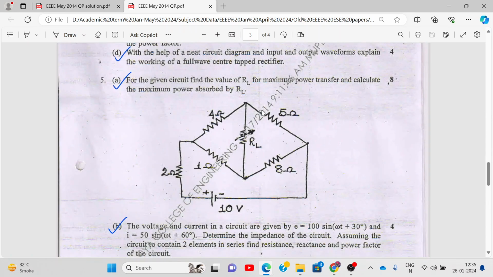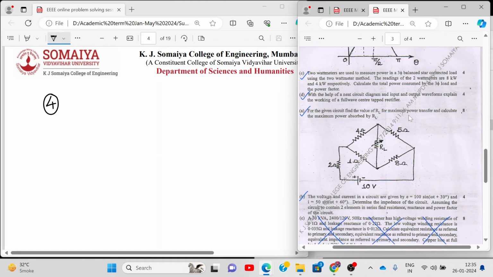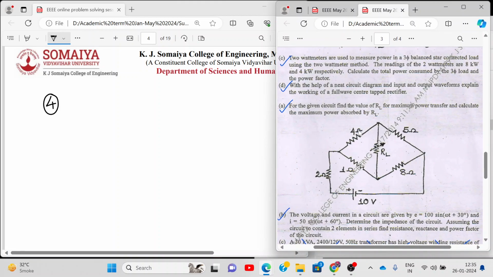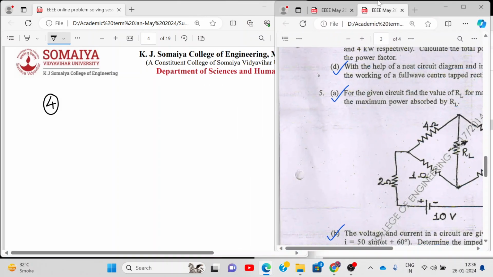First of all, this one is 8 marks. Earlier they used to ask for 8 marks, 6 marks, 4 marks, but nowadays the norm is either 5 marks or 10 marks. So be prepared for 5 or 10. So let's refer to this. For the given circuit, find the value of RL for maximum power transfer and calculate the maximum power absorbed by RL. Okay, so it's a maximum power transfer theorem statement.